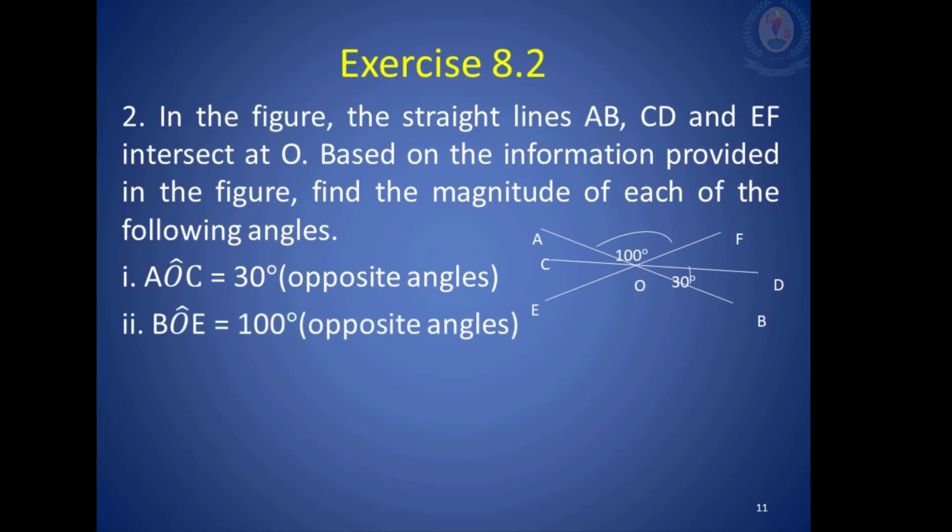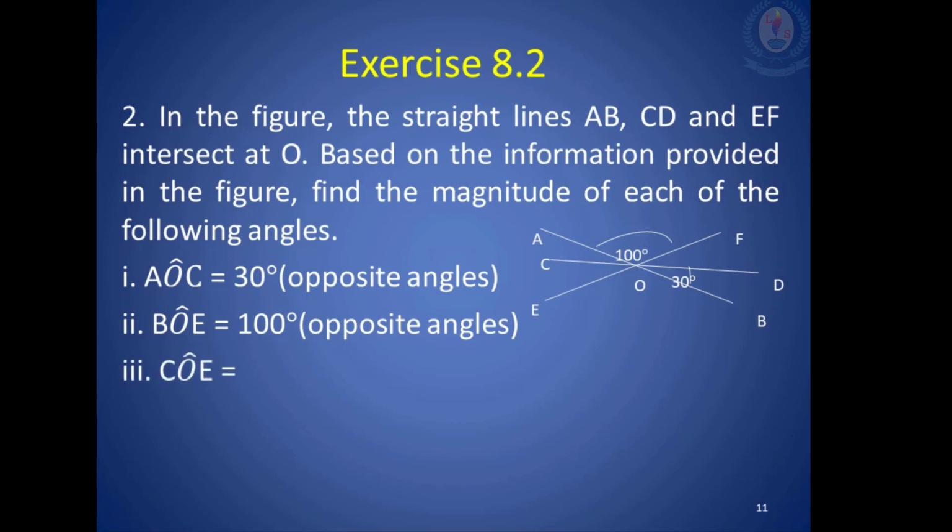Part 2, angle BOE. When we are getting these two straight lines AB and EF, we can see vertically opposite angles. Angle BOE and angle AOF. It is given the magnitude of the angle AOF. It is 100 degrees. Then we can get angle BOE is equal to 100 degrees. What is the reason? Vertically opposite angles.